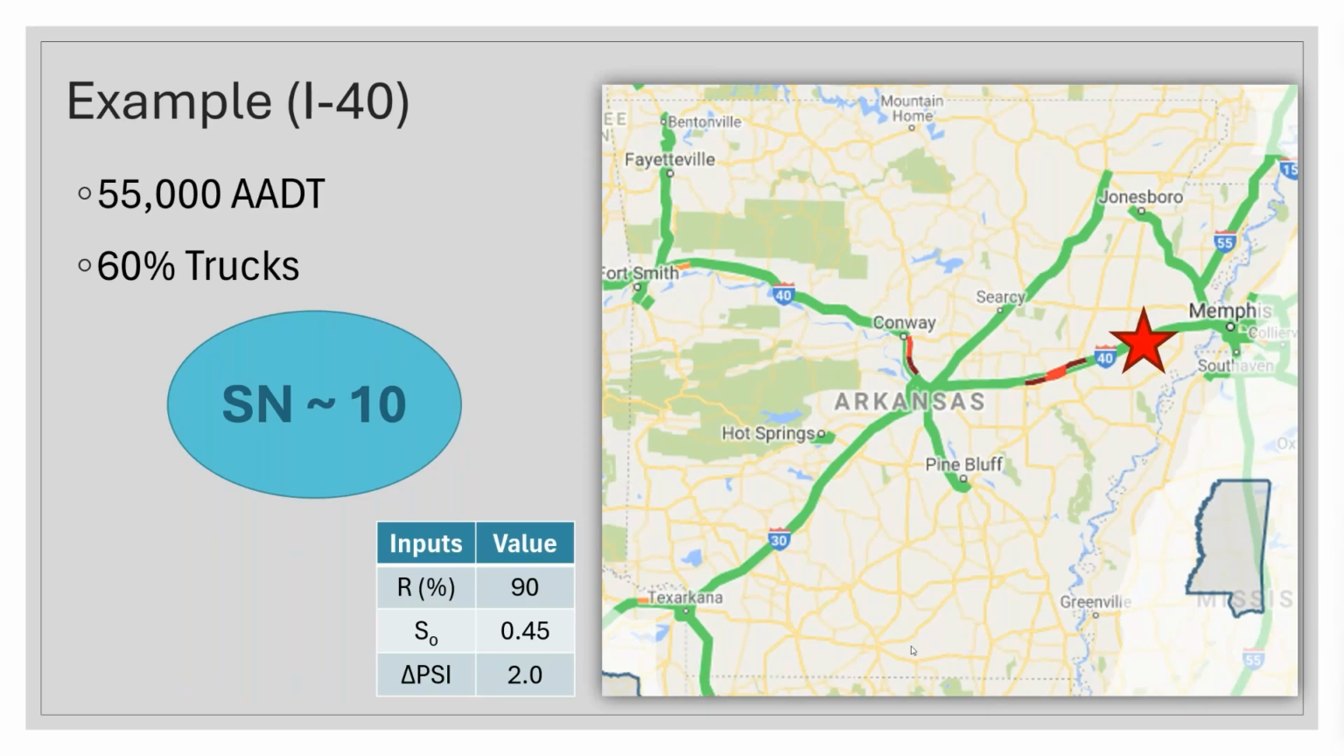When you look at, say, a 55,000 daily traffic count and 60% trucks, that comes out to be a structural number of somewhere around 10. So that is absolutely huge. That is an extreme case, of course, but just to put that in context, a structural number of 10 is very different from a structural number of 3, even though our concepts of how we're doing it are all the same.